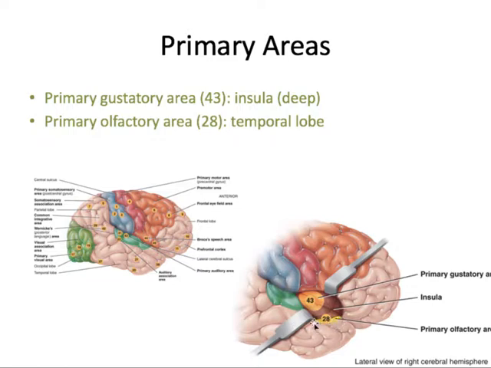It's actually in the temporal lobe. It's not in the insula, it's in the temporal lobe. So anytime you smell anything, those sensations, those very basic sensations, are going to be received here in the primary olfactory area.